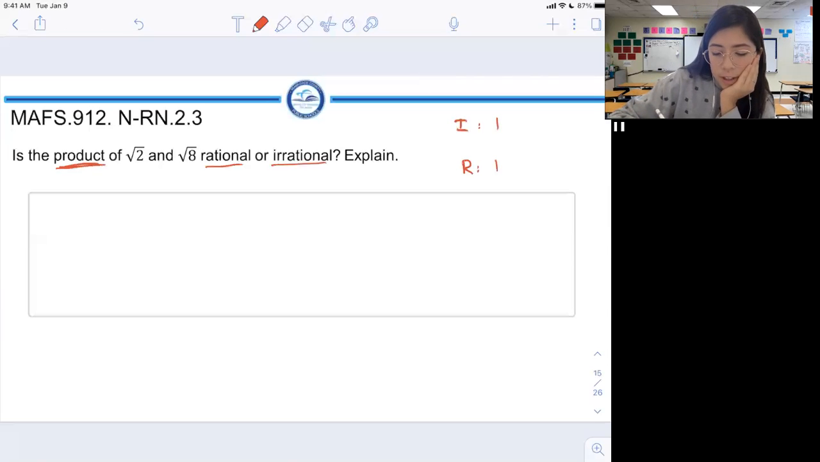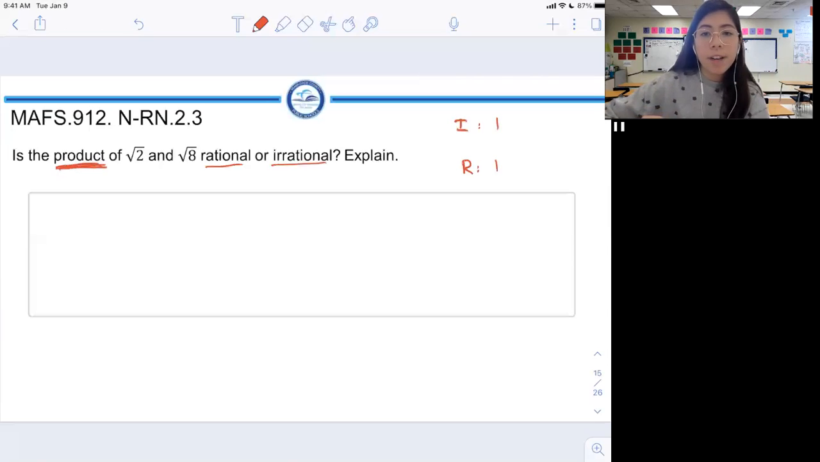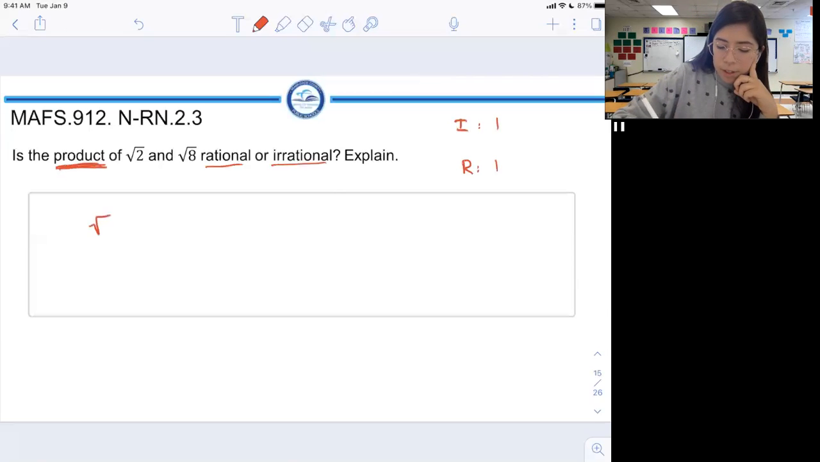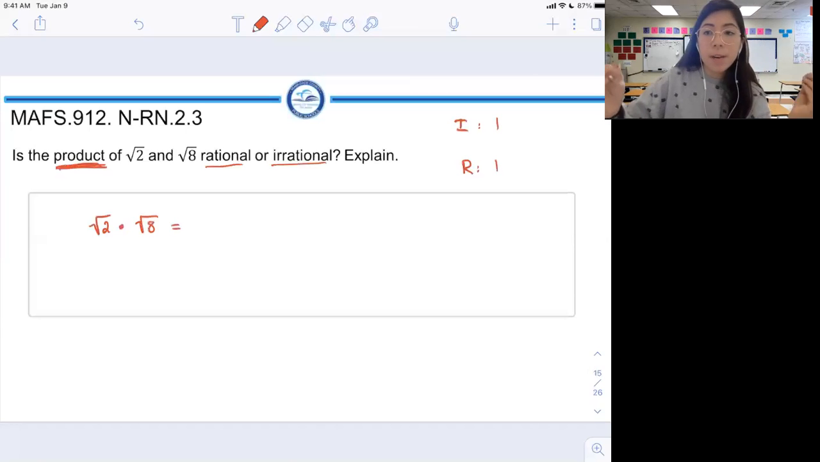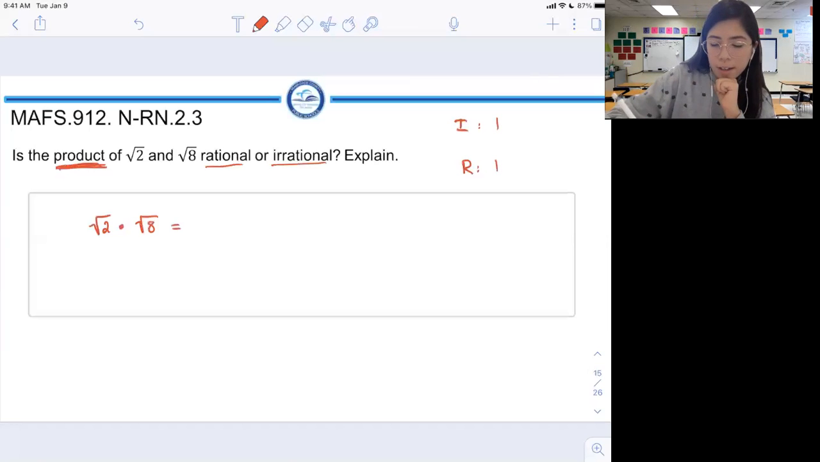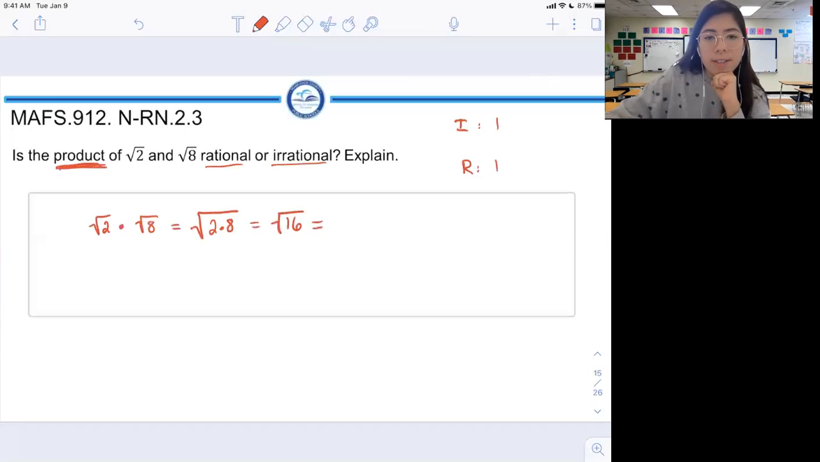Good, you're correct. So that's where you have to be very careful. Here we're talking about the product, right? So we're doing the square root of 2 times the square root of 8. And remember what I said, when you're multiplying, you can bring them all together inside of the radical. So this is 2 times 8. 2 times 8 is 16, and the square root of 16 is 4.